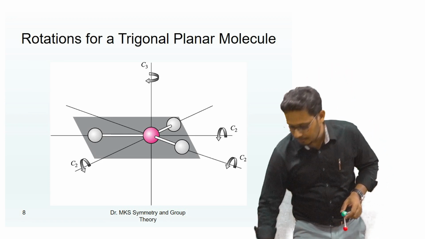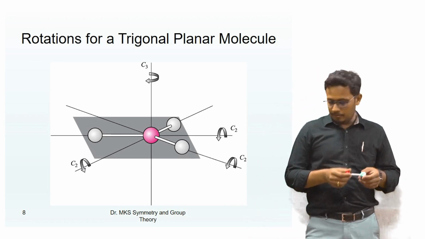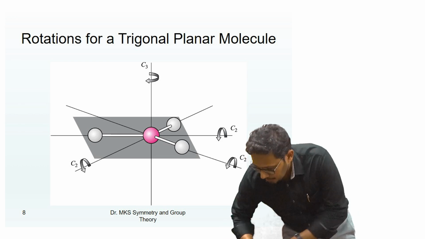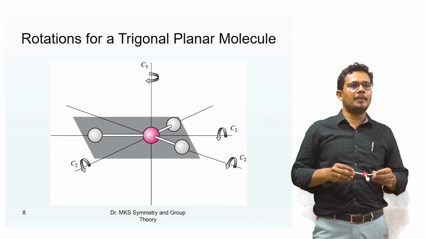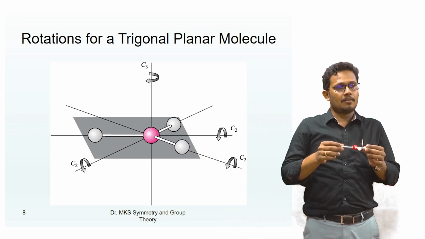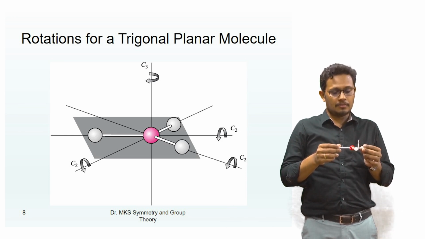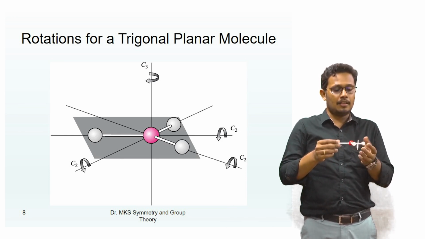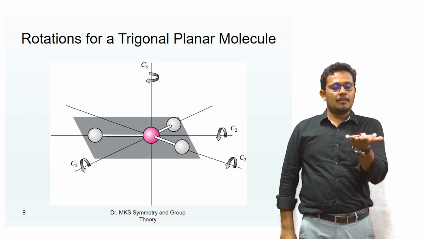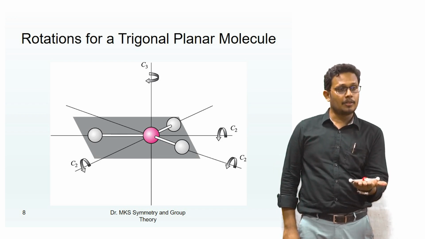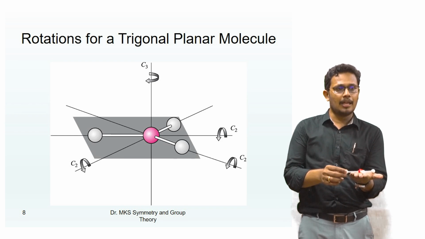See, here we are considering the BF3 molecule. What is the geometry of this one? Planar, trigonal planar. You can place the molecule like this. See, it has a plane, right?